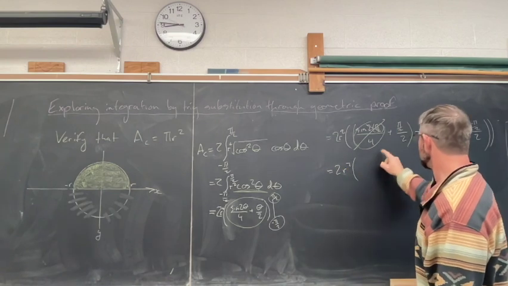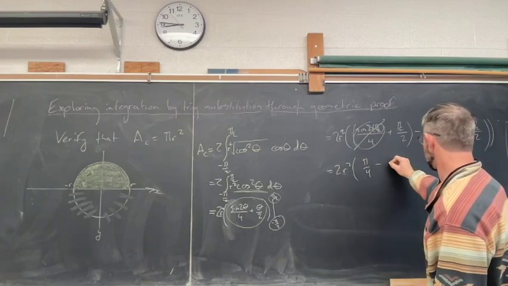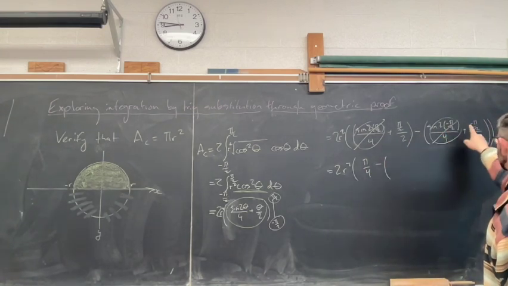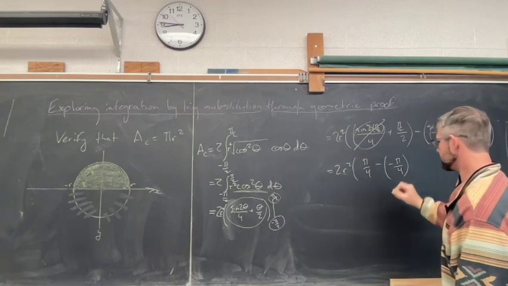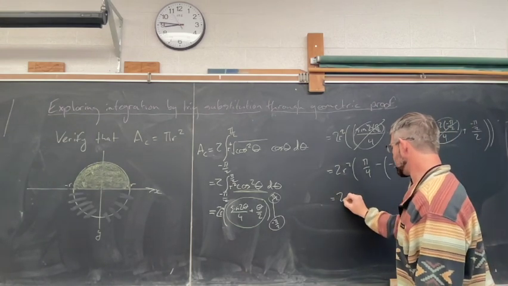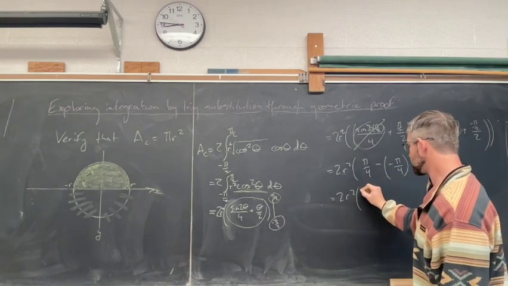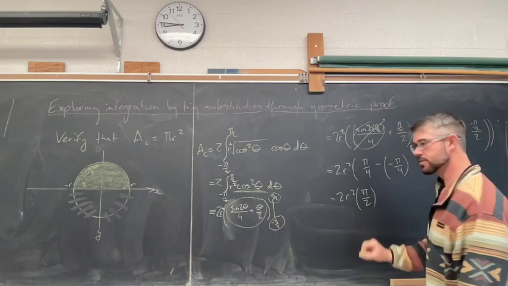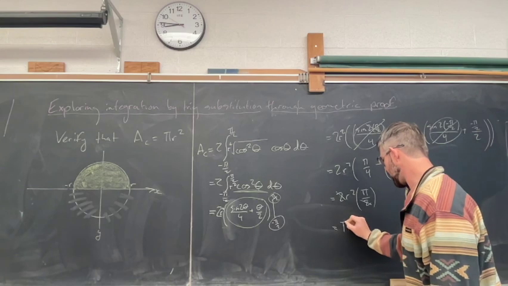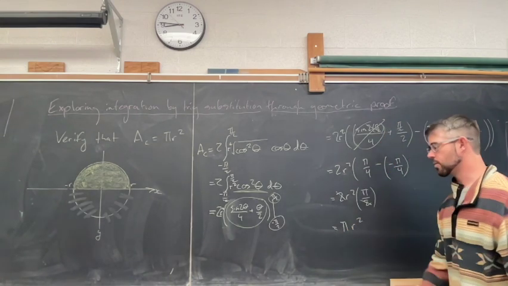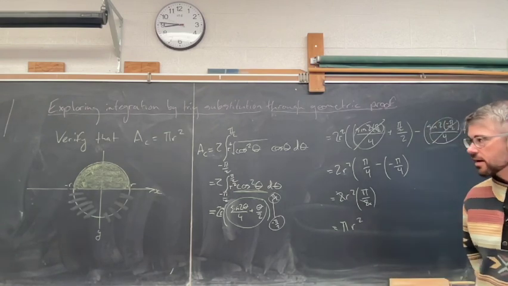This is 2r squared. Now this term, pi by 2 over 2, is going to be pi by 4. And this is going to be minus. Now this is negative pi by 2 over 2, so that's negative pi by 4. And so I'm going to have 2r squared. Now pi by 4 minus negative pi by 4 is going to be 2 pi by 4s, or rather pi by 2s. Very nicely, those 2's cancel, leaving me with pi r squared. And so we just verified the area of a circle.